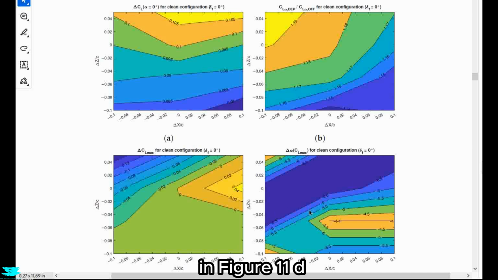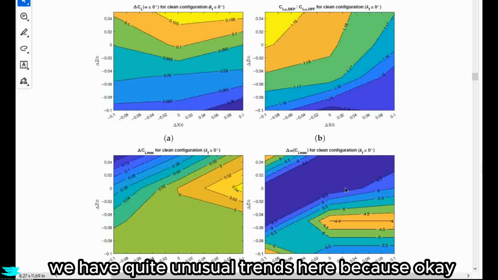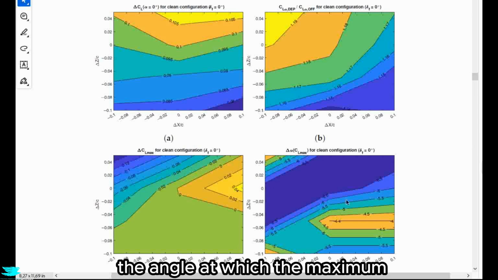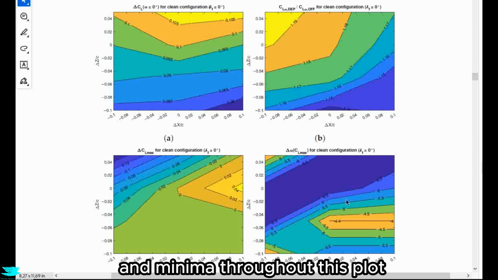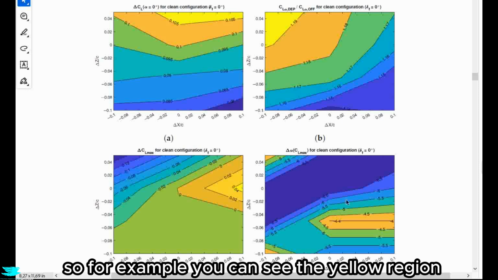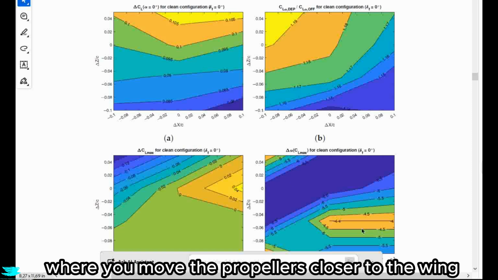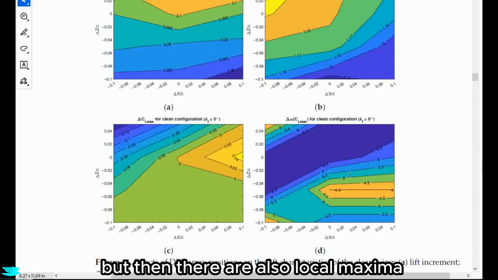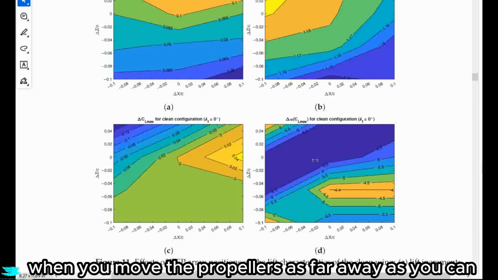In figure 11d, we have quite unusual trends here because, okay, for every depth location, the angle at which the maximum lift coefficient occurs drops, but there are local maxima and minima throughout this plot. So for example, you can see the yellow region where you move the propellers closer to the wing and drop them down a little bit, so this center right region. But then there are also local maxima when you move the propellers far away, as you can really see.